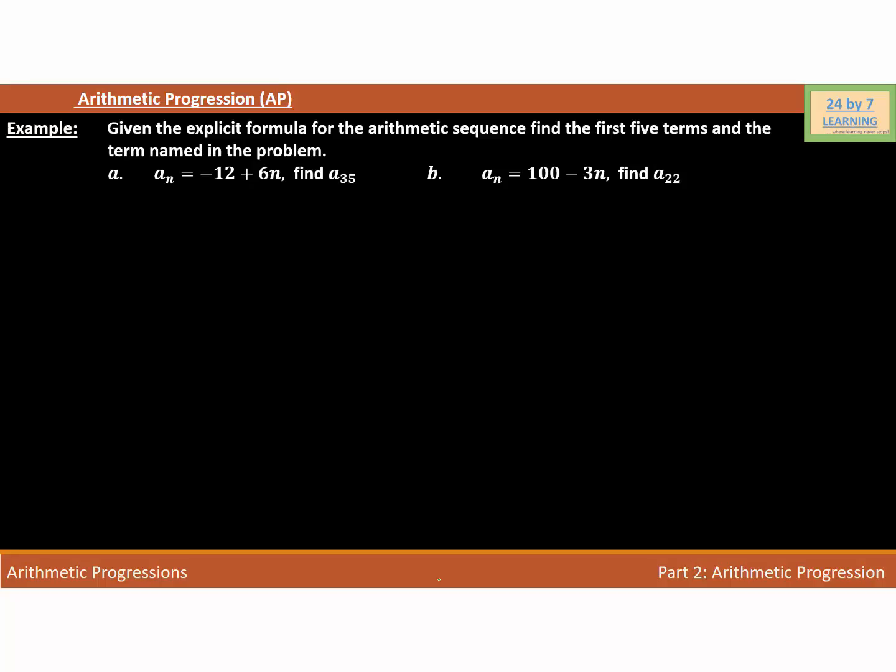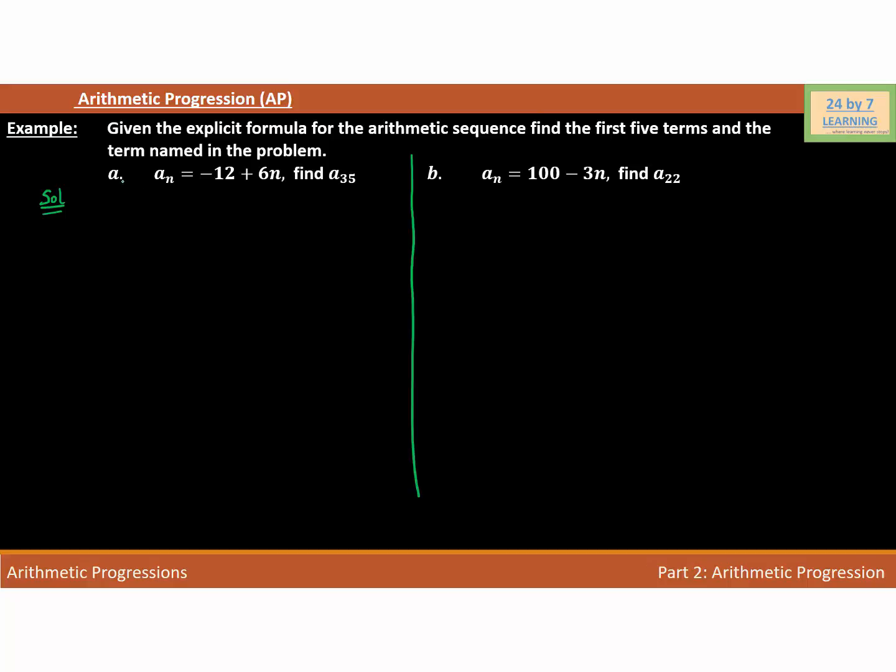Example: given the explicit formula for the arithmetic sequence, find the first 5 terms and the term named in the problem. As you can see, we have 2 sequences, and both are given with an explicit formula. We need to use these formulas to find these terms. I'm going to partition the space so that we can use this space for problem A and this space for problem B.